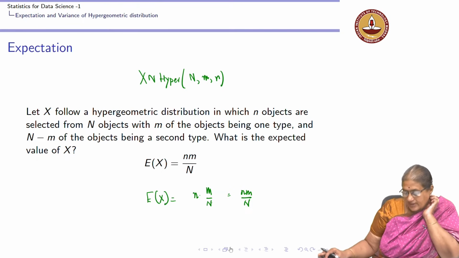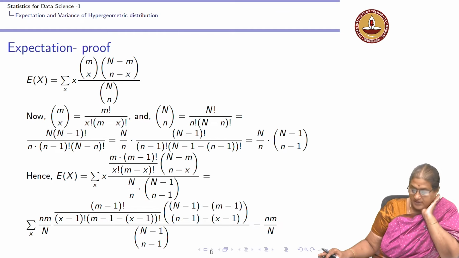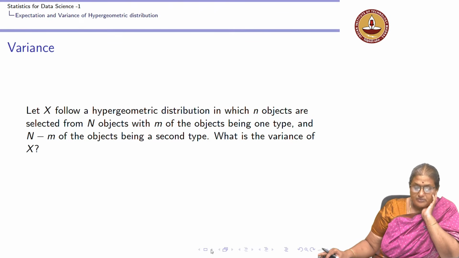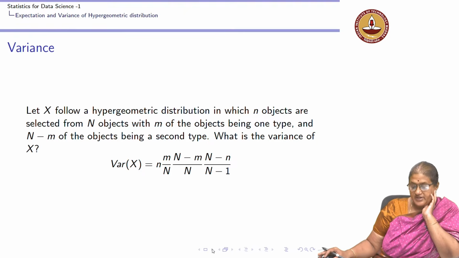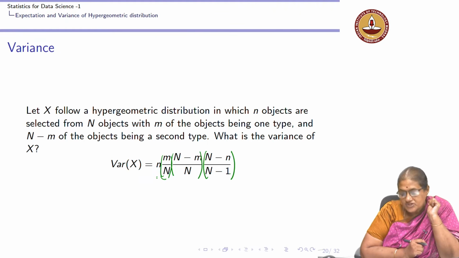Now, let us look at, we will not derive the variance of the hypergeometric distribution, but we are just going to look at a very simple way of getting hold of this variance. So, this variance is given by n into m by N into N minus m by N into N minus n divided by N minus 1.